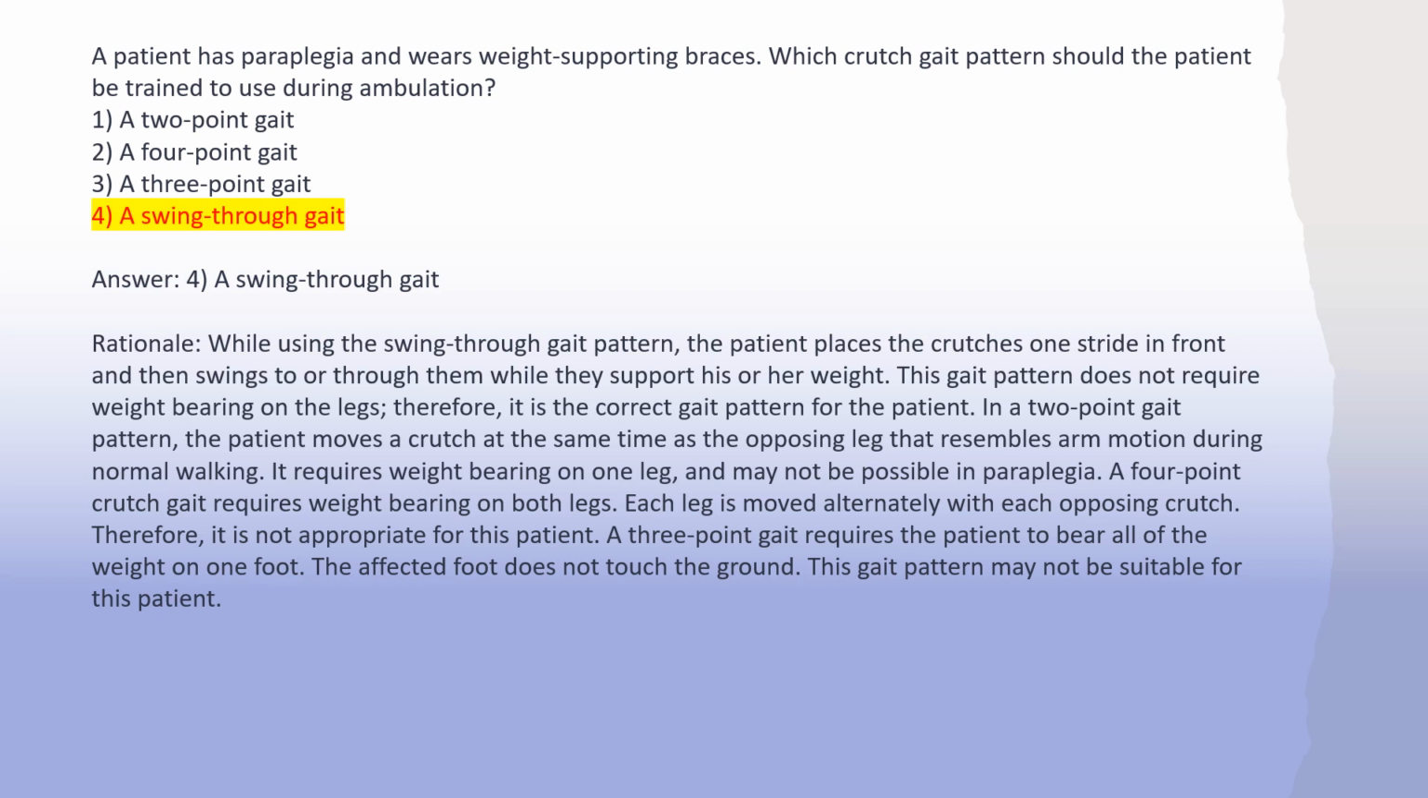A 4-point crutch gait requires weight bearing on both legs. Each leg is moved alternately with each opposing crutch. Therefore, it is not appropriate for this patient. A 3-point gait requires the patient to bear all of the weight on one foot. The affected foot does not touch the ground. This gait pattern may not be suitable for this patient.